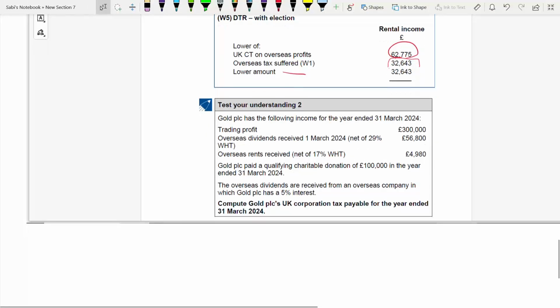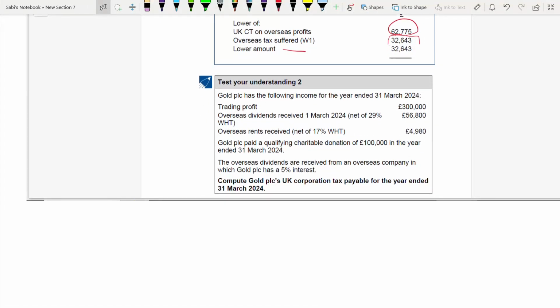Now, let us move to test your understanding 2. Here also you have to calculate corporation tax for Gold. Here also you have the same trading profit of 300,000, overseas dividend received net 56,800, and overseas rent received net 4,980, with 17% withholding. They have a qualifying charitable donation of 100,000, and the overseas dividend was received from an overseas company with 5% interest. So now let us do that.